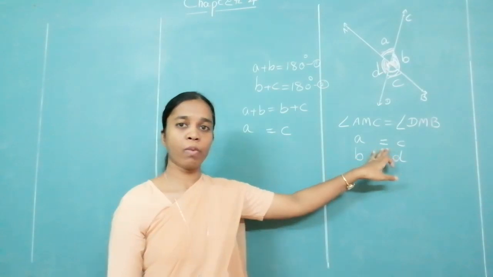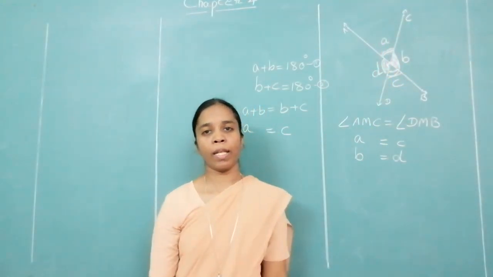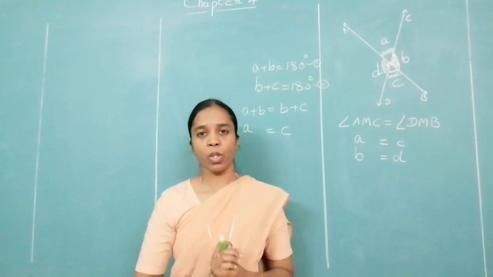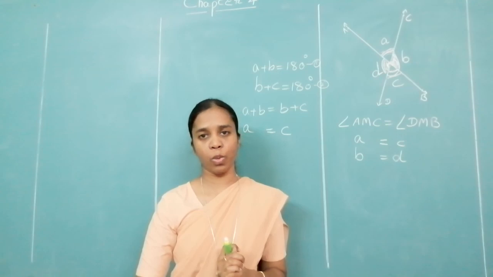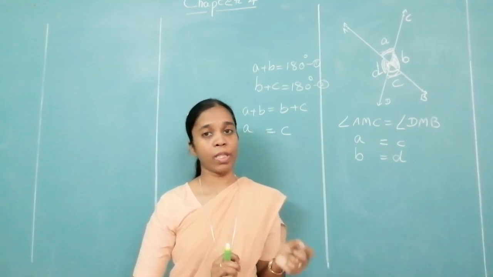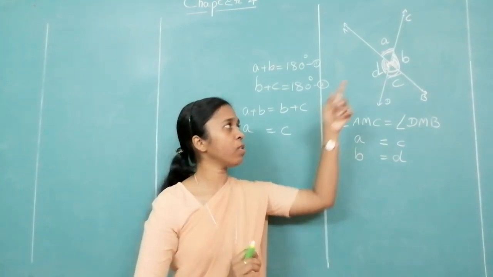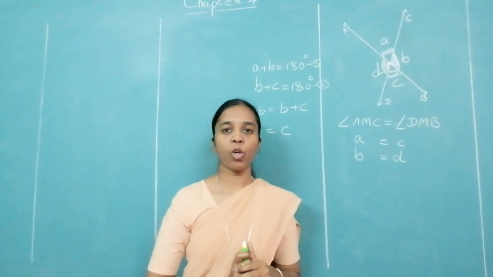Put it over here. What are my A and C? A and C are opposite angles. So I come to the conclusion that opposite angles are equal. Is it clear? Vertically opposite angles. Now when we say opposite angles, be sure it is at the vertex. So vertically opposite angles are congruent.